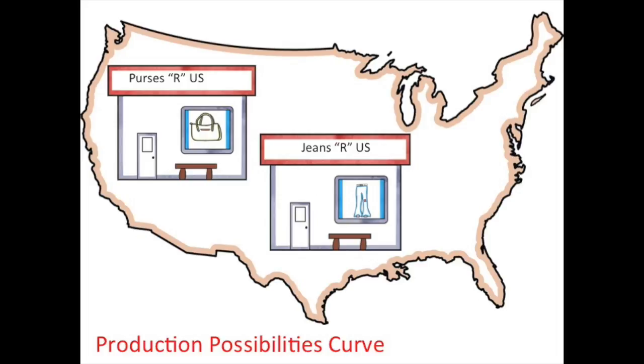The production possibility curve is a model that illustrates the combination of output that a society can produce if all resources are being used efficiently. Let's begin by imagining a society that produces only two goods, purses and jeans.